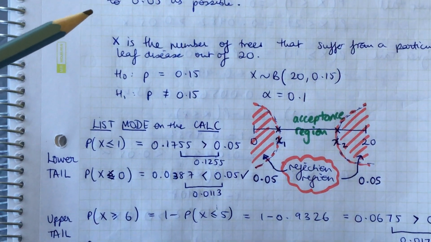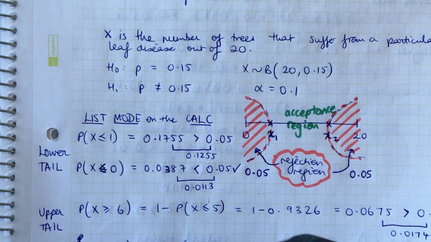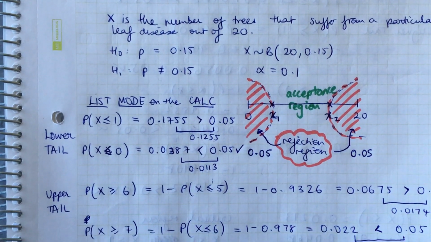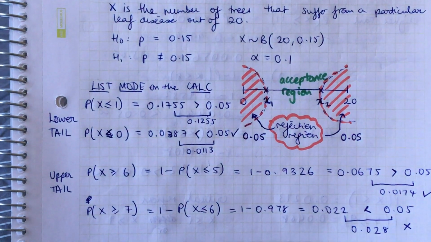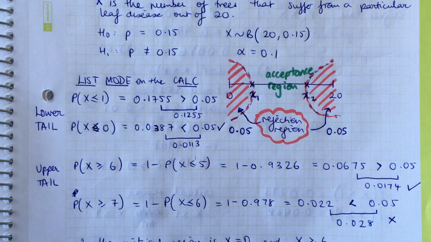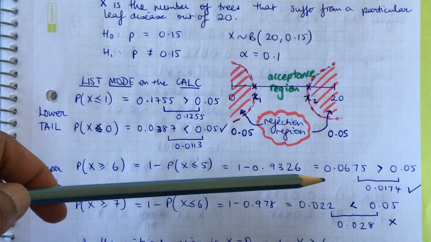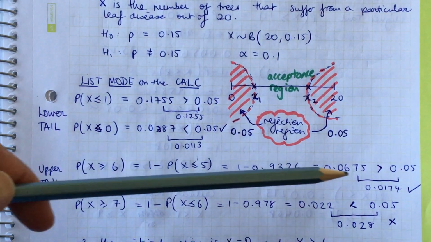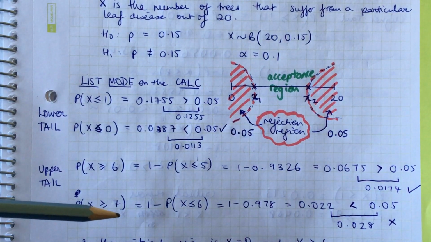Looking at the upper tail, we're looking at 6 or more trees having the disease. Now remember that binomial doesn't look at more than, it looks at less than. So we rewrite the probability as 1 minus the probability of x is less than or equal to 5, which gives me this probability here. Now that is greater than 0.05. So I go on to the next value.